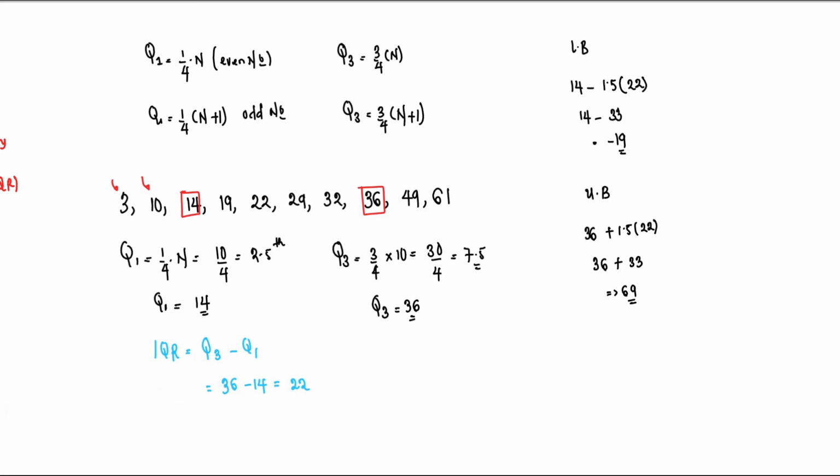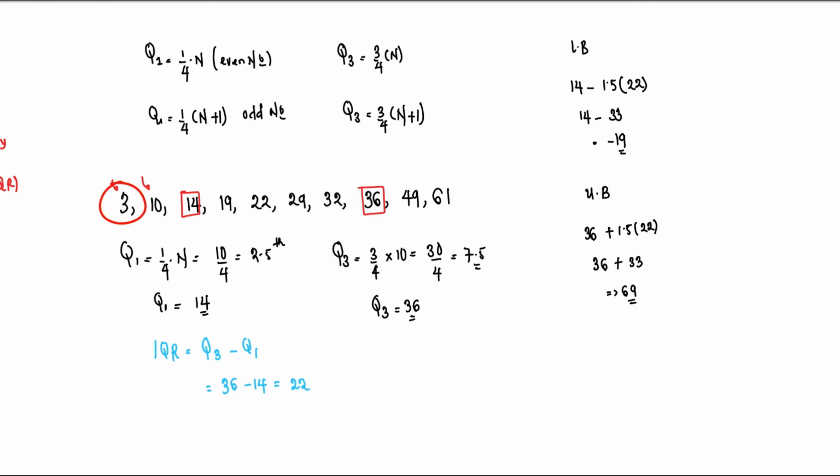So as we can see, no value is lesser than minus 19, because the least value in this data set of ours is equal to 3. Since the lowest value 3 is not lesser than minus 19, that simply implies that from the minimum value perspective, there are no outliers.